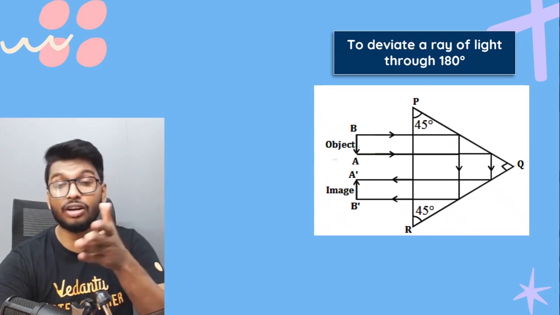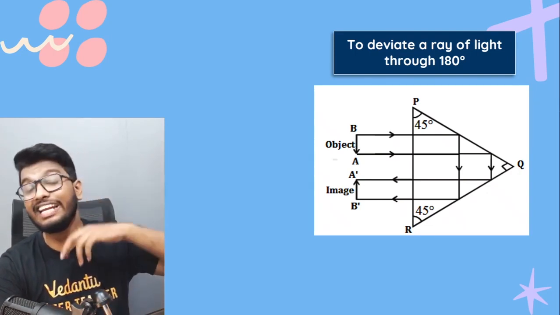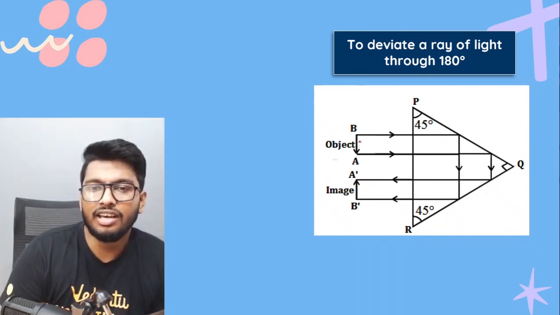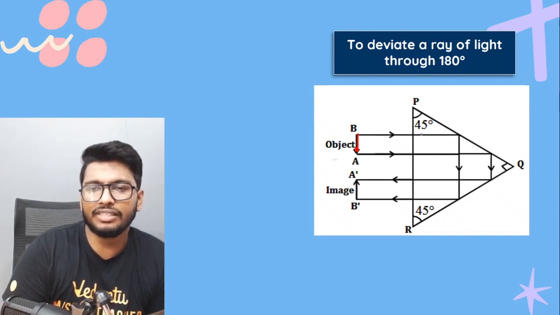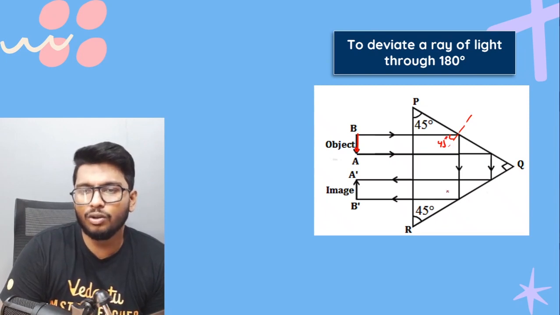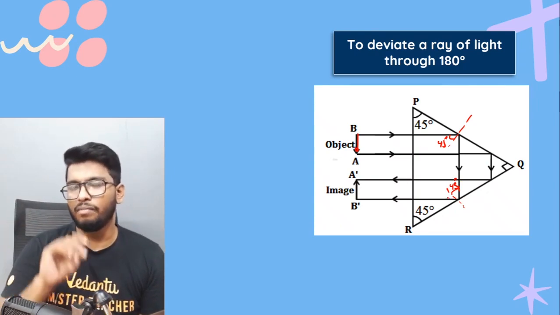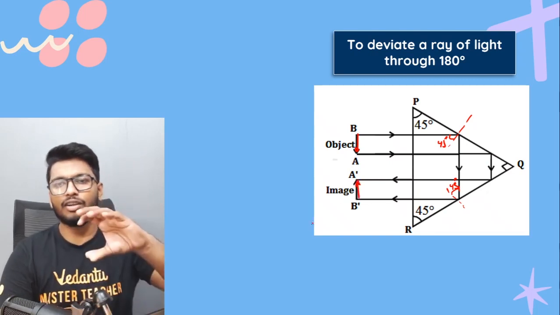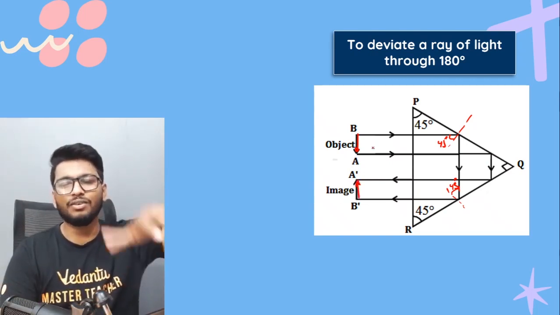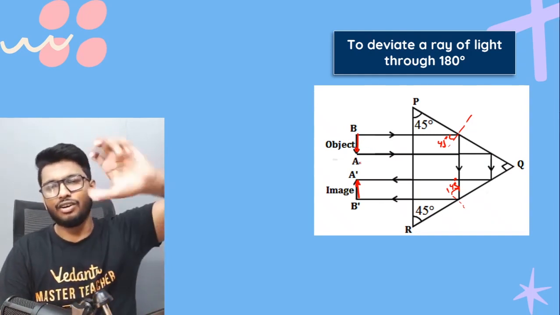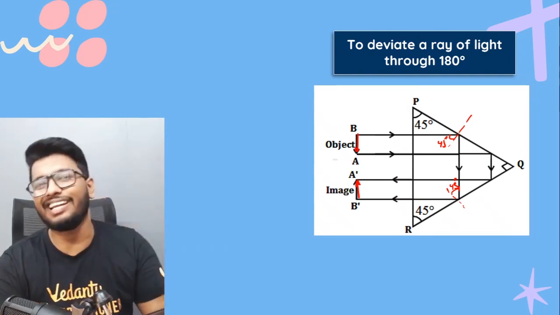The second one is, if you want to deviate the light by 180 degrees, we also use the right angle isosceles prism again. Here you see this is the object right here. Again, the angle of incidence is around 45 degrees, greater than the critical angle. Here also the angle of incidence is greater than 42 degrees, that is, 45 degrees. So it will undergo multiple total internal reflection, and it will form an image somewhere over here. So you are deviating the ray of light by 180 degrees. You're inverting the object. In other words, the object is kept inverted, and you're inverting it back, trying to make it erect.